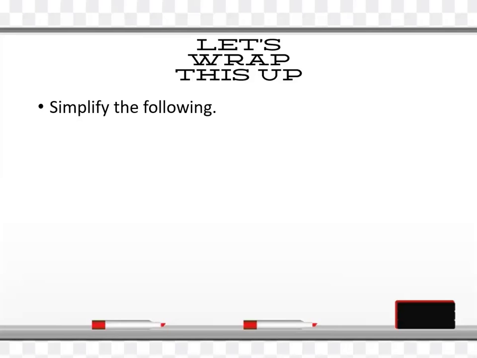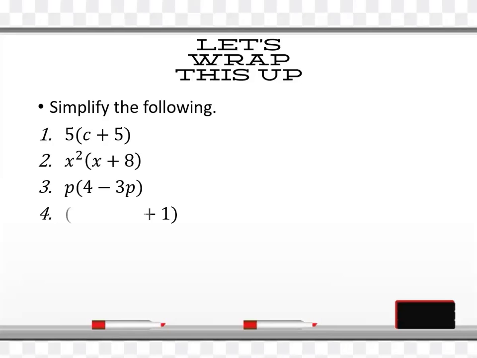Now that we've looked at a few examples, please use some time to answer the following questions. So simplify the following. Number 1, 5 times c plus 5. Number 2, x squared times x plus 8. Number 3, p times 4 minus 3p. And number 4, r plus 4 times r plus 1.